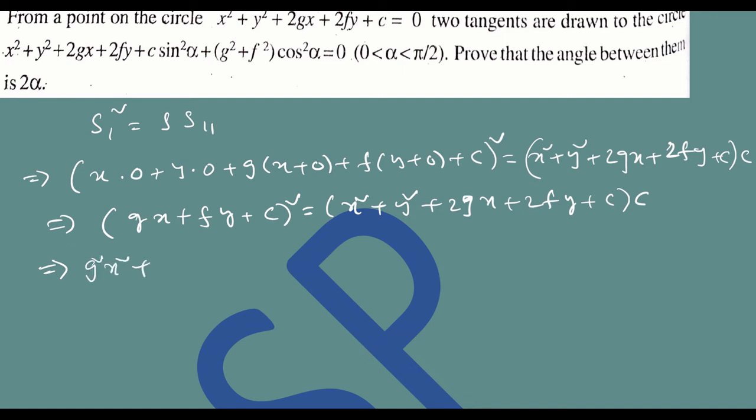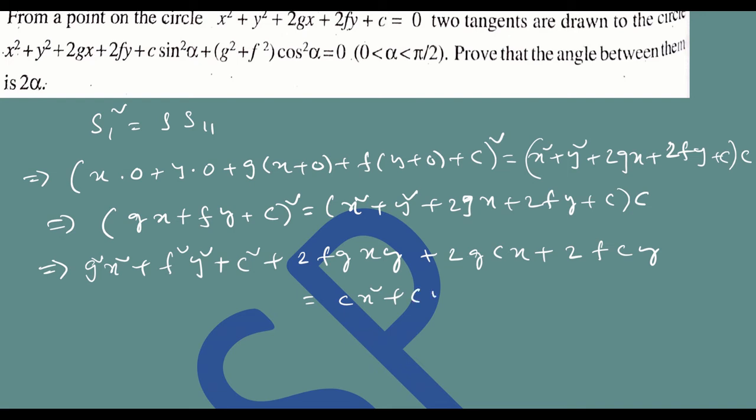It is g²x² + f²y² + c² + 2fgxy + 2gcx + 2fcy is equal to cx² + cy² + 2gcx + 2cfy + c², I get. So observe that I can cancel these terms on both the sides.